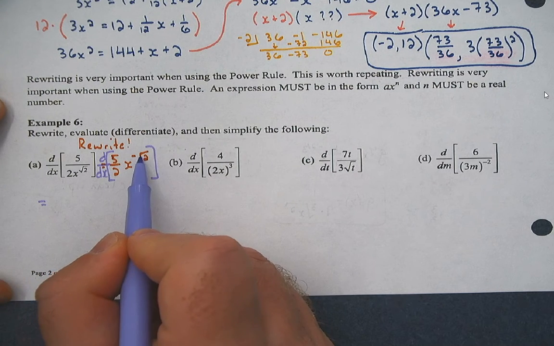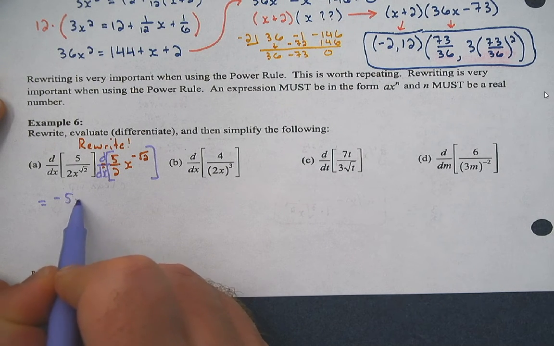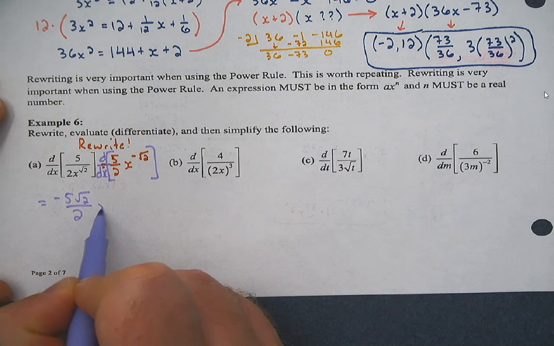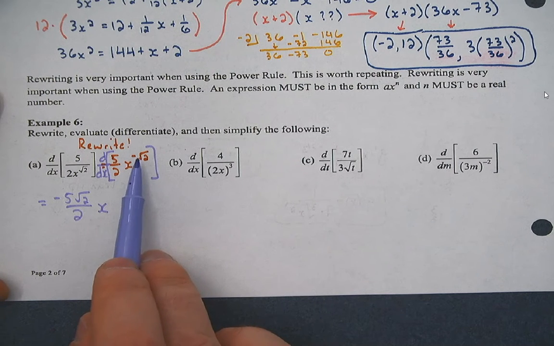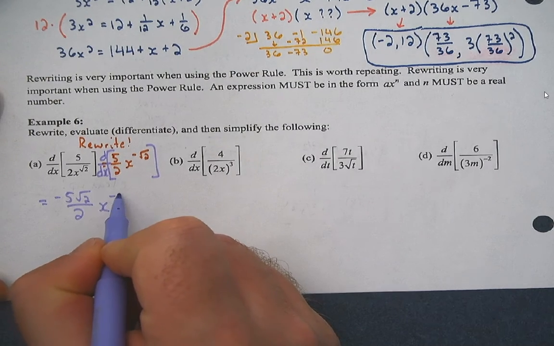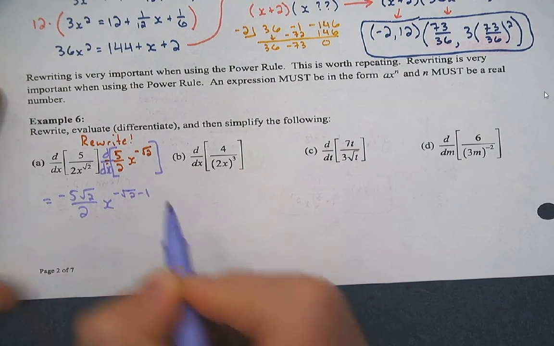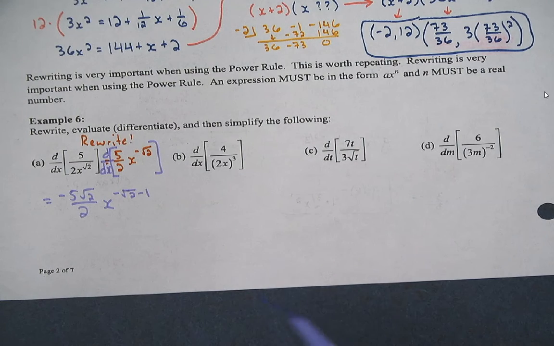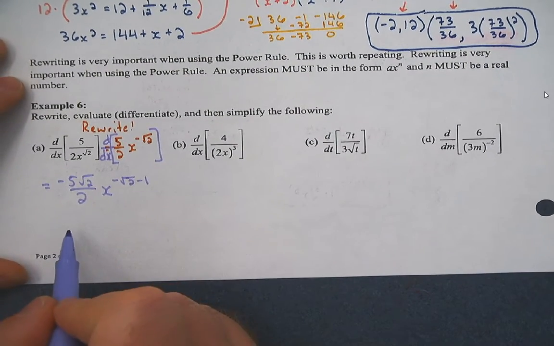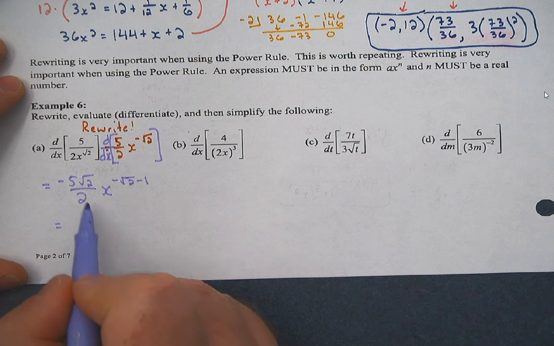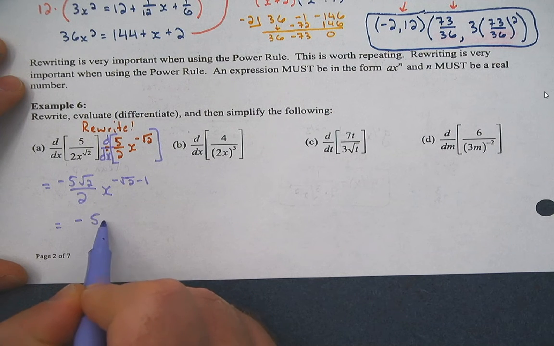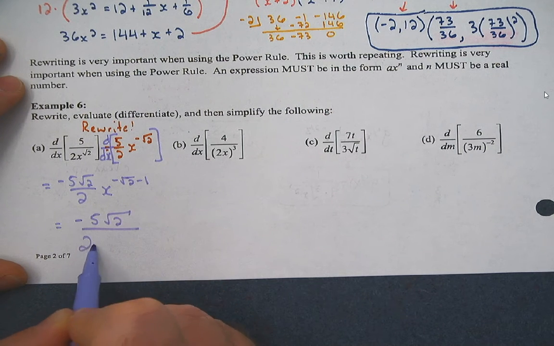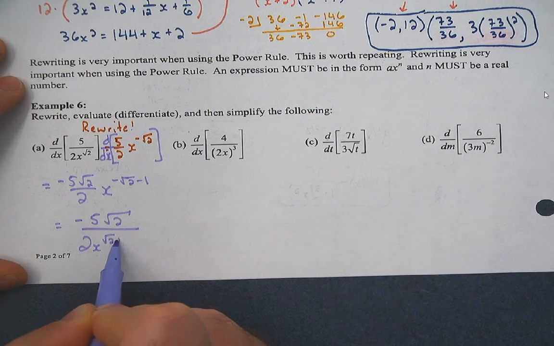So 5 over 2 times negative root 2 would be negative 5 root 2 over 2. X to the. Now, because of this, I need to subtract 1. But when I subtract 1 from this, there's not going to be anything to really clean up. So this would be where I would leave it. Now, this is a free response, so you could stop here. If you wanted to do a little bit more cleanup, I would take out the negative and bump it to the bottom. So I would have negative 5 square root 2 over 2x to the square root 2 plus 1.